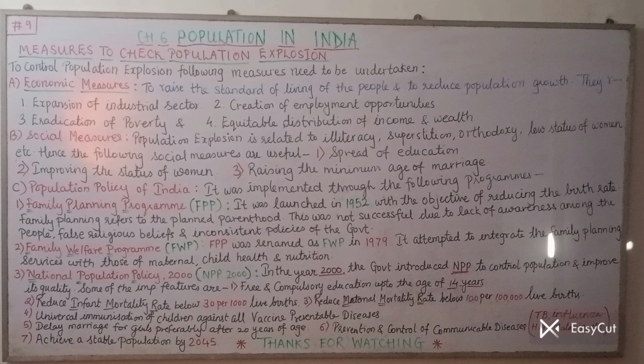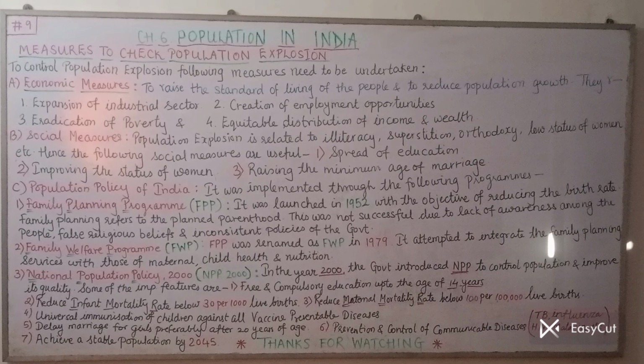So let us see what it is. In the year 2000, the government introduced NPP to control population and improve its quality, the quality of the population. That means the population should be well educated. The standard of living should be good, a better standard of living. That is called quality of the population. Some of the important features of NPP are: first one, free and compulsory education up to the age of 14 years. That means everyone will be getting free education and it will be compulsory also till 14 years of age.